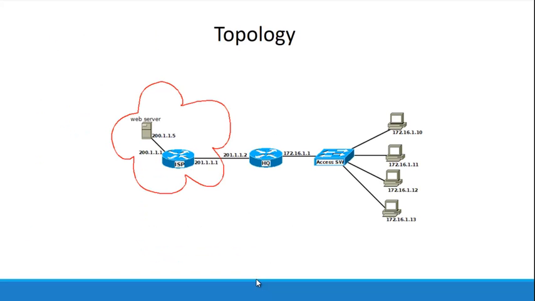Pretty basic topology, right? We've got our headquarters router, which will be our edge router connected to our service provider. We have our internal network that has 4 hosts on it. And then, just for the purpose of testing, I have my little cloud here. We pretend like this is the internet. Out in this cloud, there's some web server somewhere that I want to go to. That's what we're going to use.